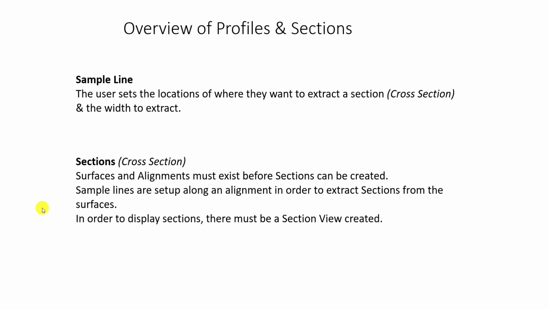Sample line, the user sets the location of where they want to extract a section or a cross section and the width to extract. The sections or the cross section, surface, and alignments must exist before sections can be created. Sample lines are set up along an alignment in order to extract sections from the surfaces. In order to display sections, there must be a section view created, similarly to the profile view.